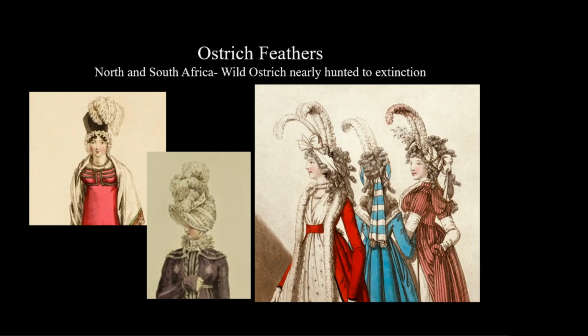Ostrich feathers were popular to decorate hats. Ostriches are native to northern and southern Africa, but they were nearly hunted to extinction to satisfy the European fashion market, making the ostrich one of the first animal destructions for fashion. Colonial ostrich farms started during this era to revive the species and supply the demand for feathers.